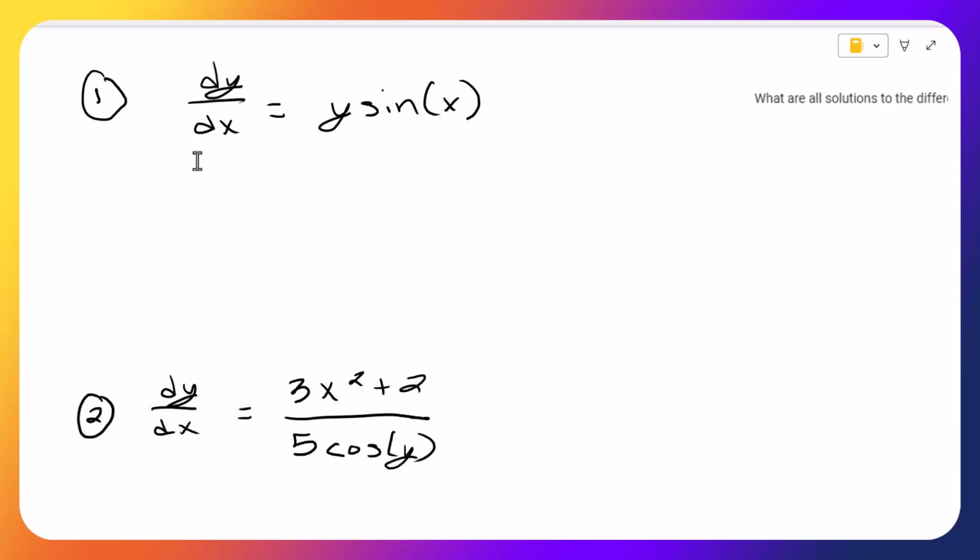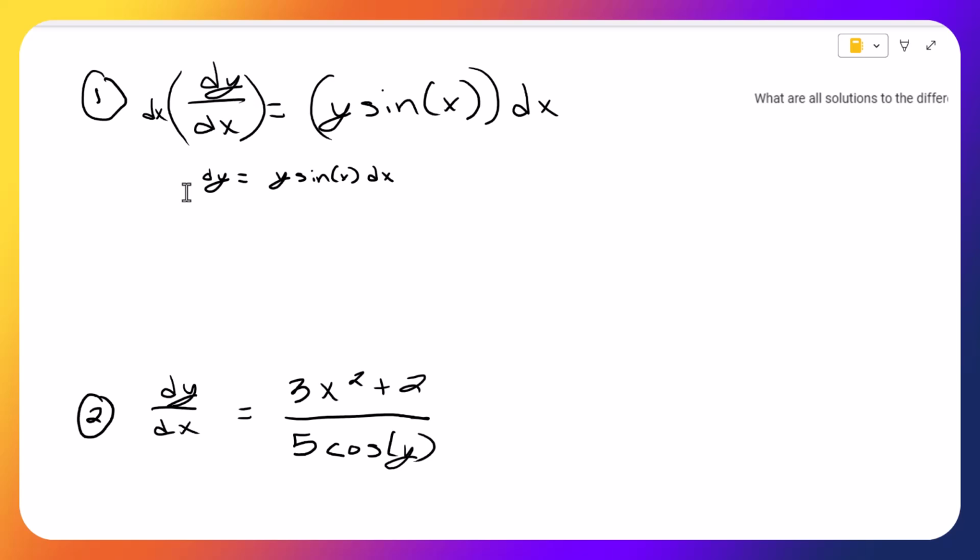What is the opposite of division? Multiplication. So let's multiply both sides by dx. So times dx, times dx. And we end up with dy equals y sine of x times dx.